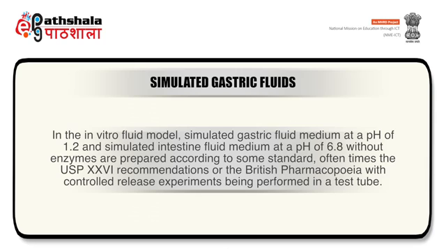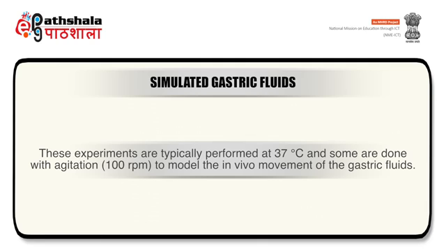In the in vitro fluid model, simulated gastric fluid at a pH of 1.2 and simulated intestinal fluid at a pH of 6.8 without enzymes are prepared according to some standard, oftentimes the USP or the recommendation of the British Pharmacopoeia, with controlled release experiment being performed in the test tube. These experiments are typically performed at 37 degrees centigrade and some are done with agitation of 100 rpm to model the in vivo movement of the gastric fluid.